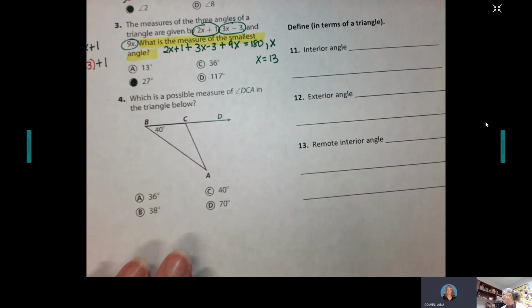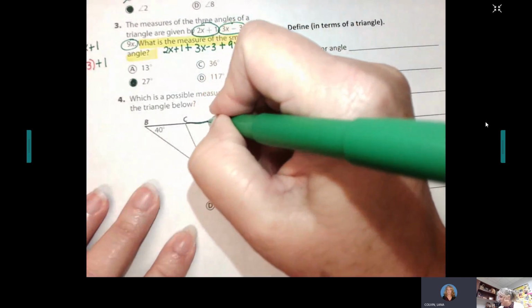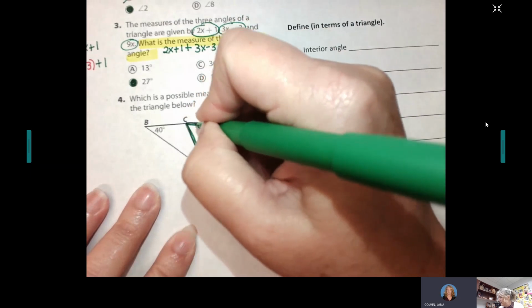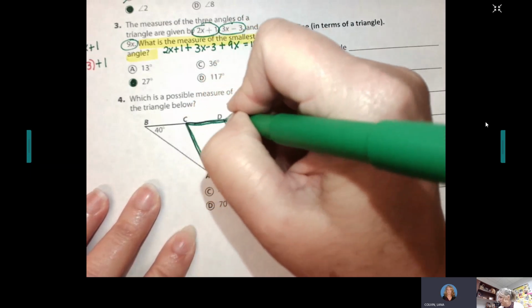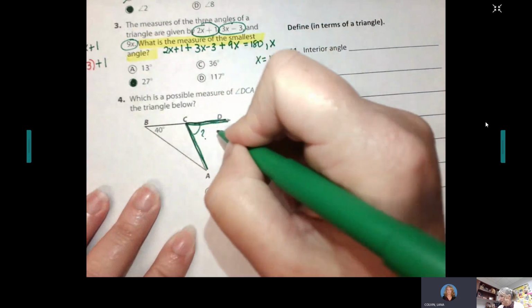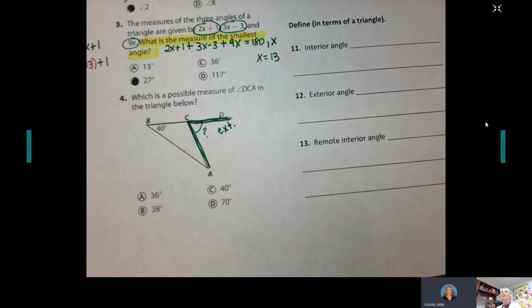All right, look at number 4. Which is a possible measure of angle DCA? Here's angle DCA right here, in green. This is an exterior angle. You remember what we said about exterior angles? We did this yesterday. What do I know about exterior angles? Okay, Will?